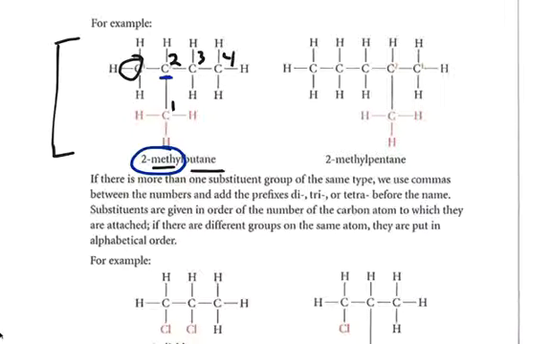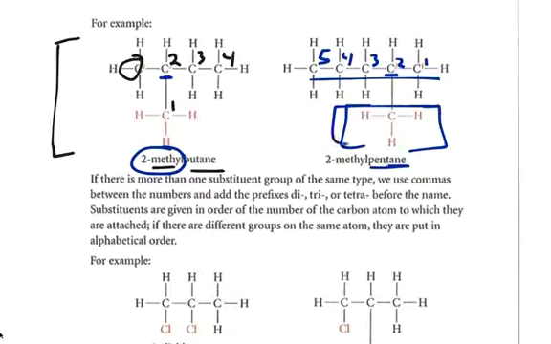Now this one's a little bit easier because it's clear what the longest carbon chain is. This is the longest carbon chain. Now notice we have to start counting from the right side because our substituent group is on the second carbon here. So 1, 2, 3, 4, 5 carbons. So it's a pentane. That's what I always start with, is the longest carbon chain. Next, the substituent group is a methyl group, and it's on the second carbon.